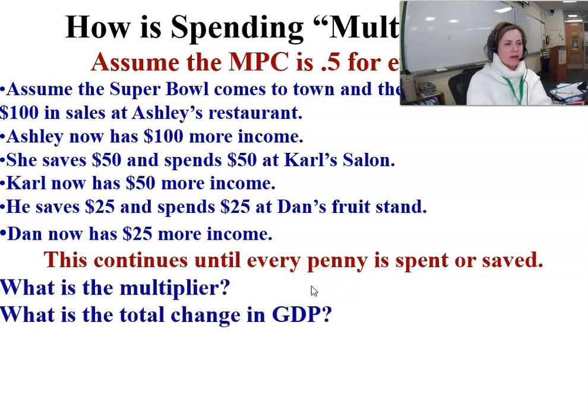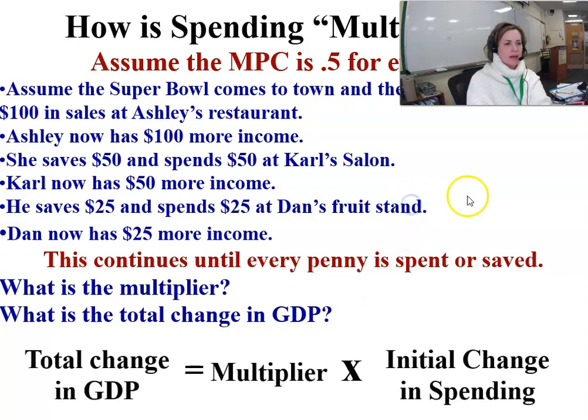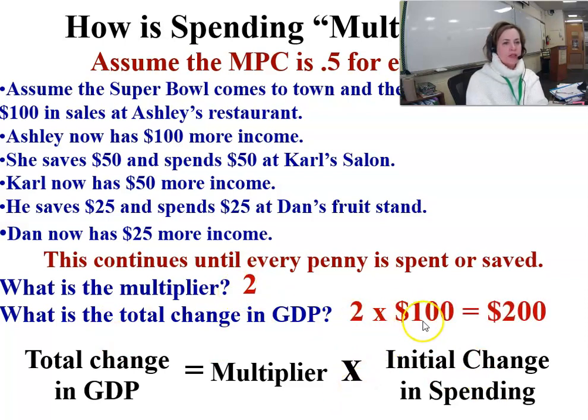So what's the multiplier effect and what's the total change in GDP? Total change in GDP is the multiplier times the initial change. Your multiplier would be 2 using the formula of 1 divided by the MPS, or 1 divided by 1 minus MPC. So if the MPC is 0.5, we know that the MPS also has to be 0.5. So 1 divided by 0.5 is 2. Then the total change in GDP would be 2 times 100, and that would be $200.